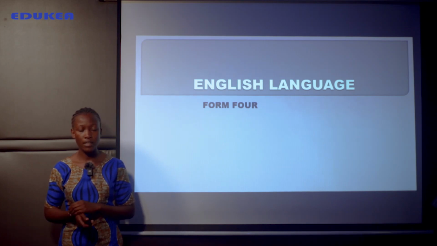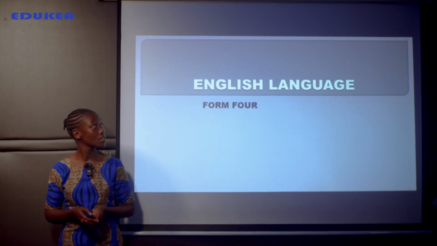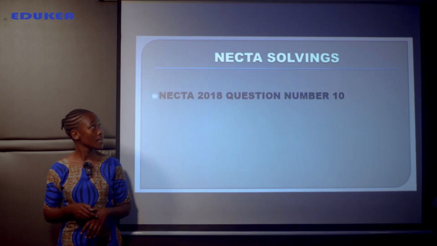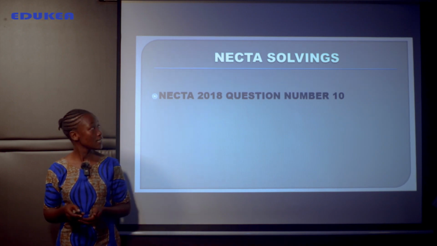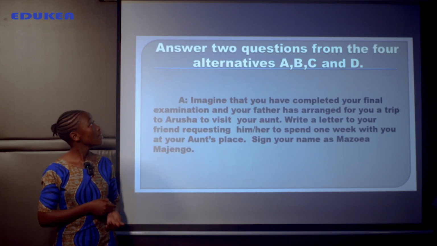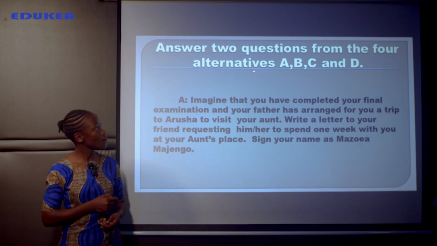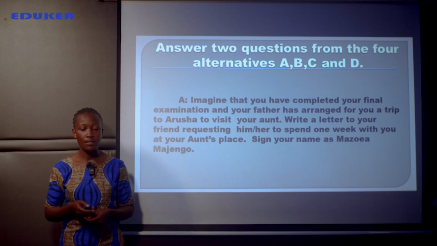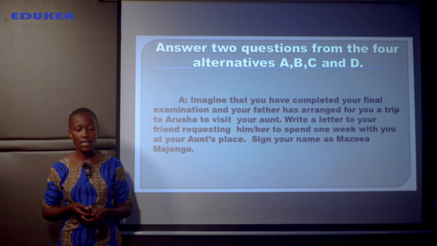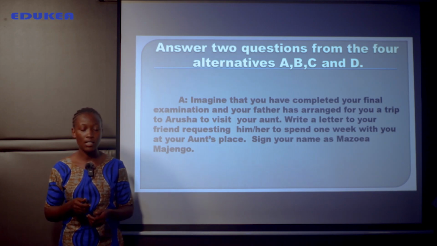We are proceeding with Necta solving, and specifically it's English language Form 4 Necta solving. Today we are going to discuss the question from Necta 2018 question number 10, which reads, answer two questions from the four alternatives A, B, C, and D. So in this question, there are four alternatives, and the candidates were required to answer only two.